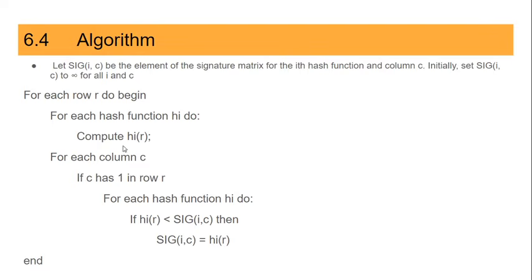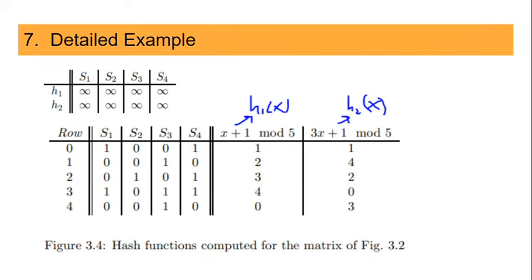And the algorithm says the same as well. It's really simple. We initialize our signature matrix with infinity values, and for each row we compute the hash function, and we check for each column. If C has 1 in that row, it checks the hash value, and if it's lesser than what's stored in the signature, it updates the signature with that hash value. I know that this may sound a bit confusing, but don't worry, I'll give you a detailed example of how it's actually done.